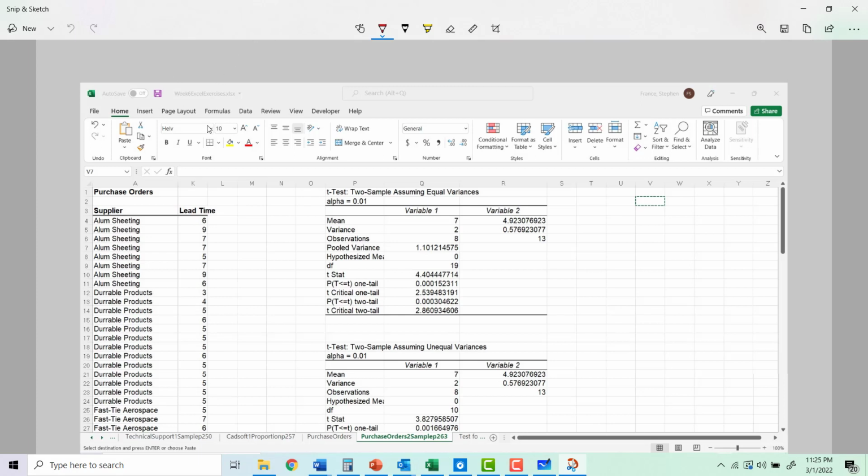So let's get my little red pen. The null hypothesis, and you can see this is set up a little bit differently. Usually we'd have these in two different columns, but our data for alum sheeting is here, and our data for durable products is here. We want to know if there's a difference between the two means.